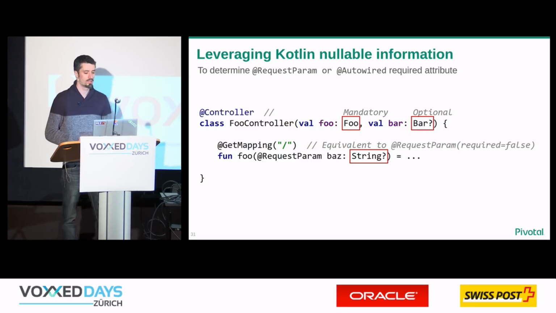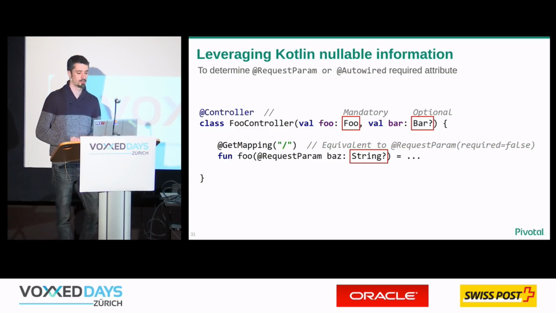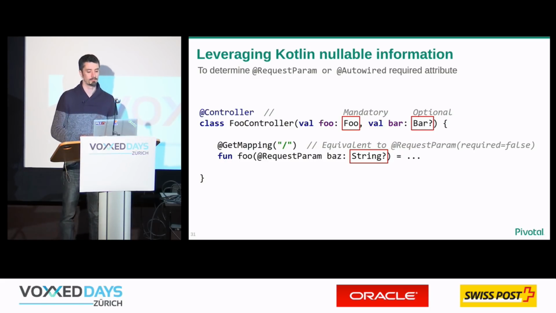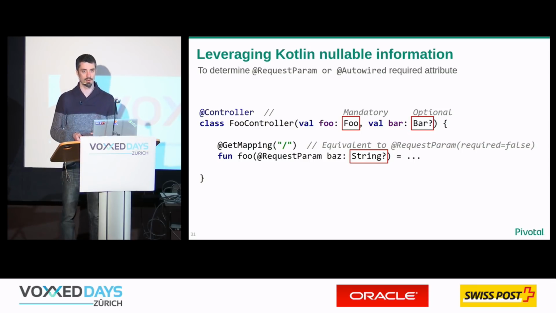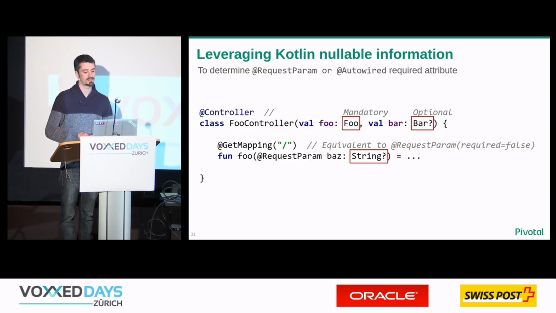We also leverage Kotlin nullable information to determine request param and autowired required attributes. That's an attribute that you have to set in Java explicitly to make a request param optional, for example. And with Spring Boot 2 and Spring Framework 5, we will automatically leverage the nullability of a parameter to know if the required parameter of the annotation should be set to false or true. So if the annotated request param is nullable, that means that required is automatically set to false.